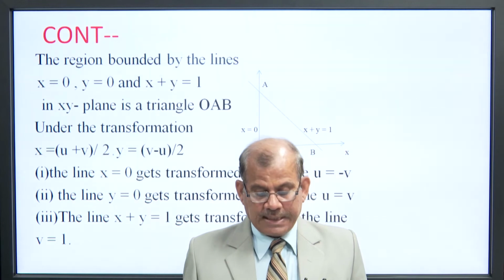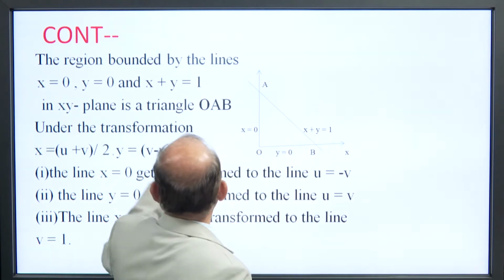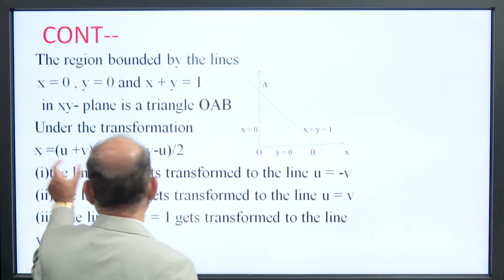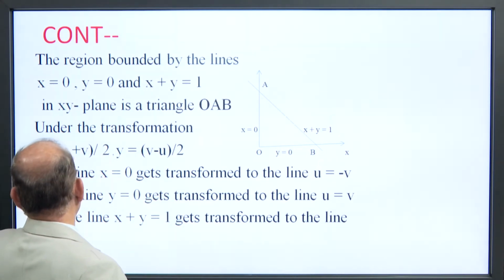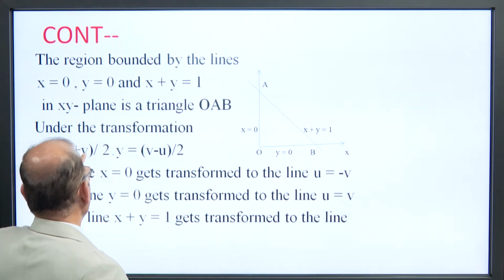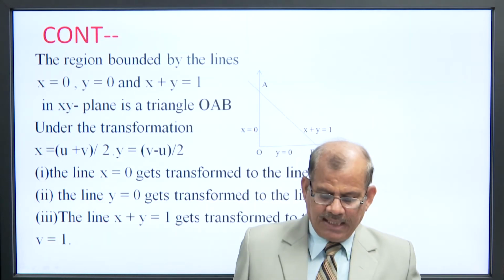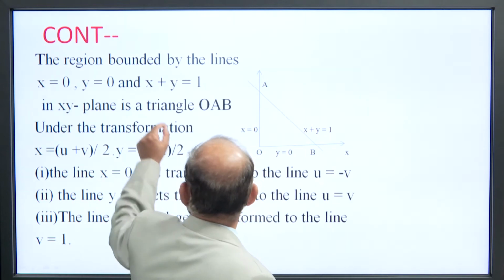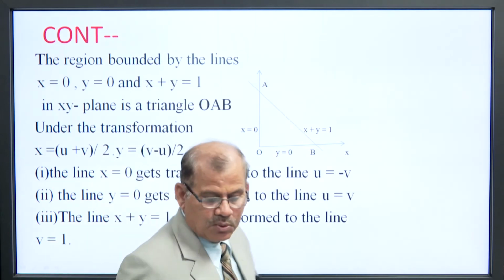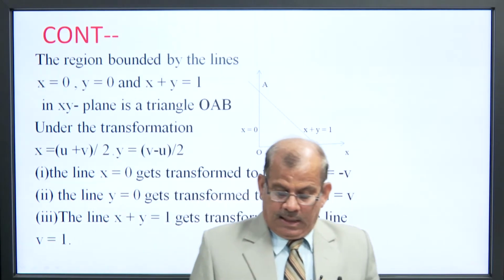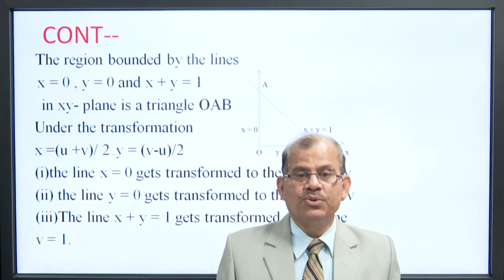The line x is equal to 0 gets transformed to the line v is equal to minus u. Put x is equal to 0, we get (u plus v)/2 is equal to 0, means v is equal to minus u, or u is equal to minus v. The line y is equal to 0, put y is equal to 0 in this transformation, we get v is equal to u. The line x plus y is equal to 1 gets transformed to the line v is equal to 1.